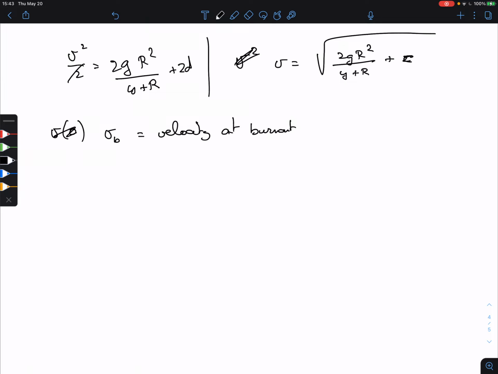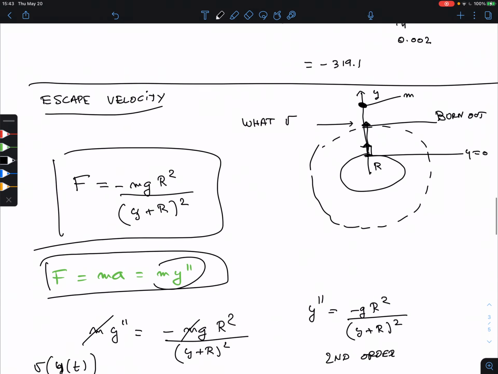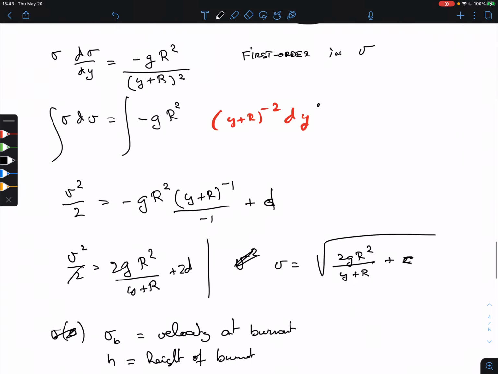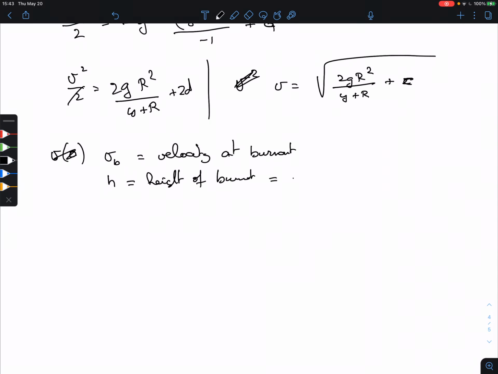So let h be the height of burnout. In other words, in my picture here, this distance here, this is what I call h. We are now h, whatever, kilometers above the surface of Earth, and that's the time that our engine stops burning. And that's at that position. So this is y, the height of burnout. This means that Vb, the burnout velocity, is the velocity at that point. When I am at burnout, that's my velocity, right?